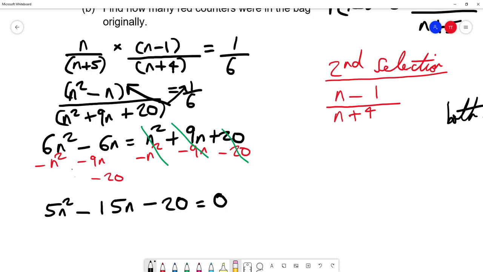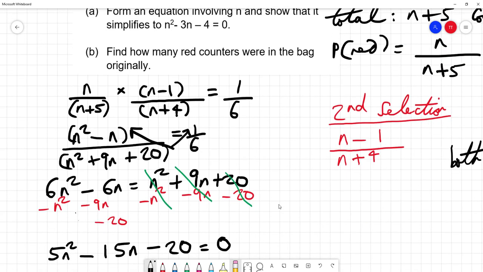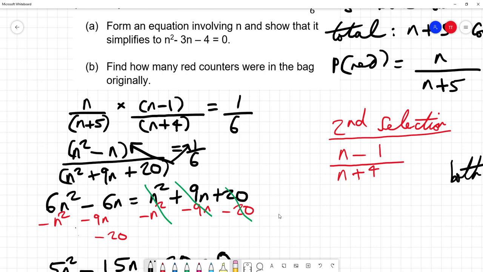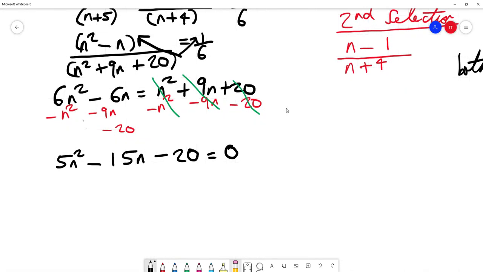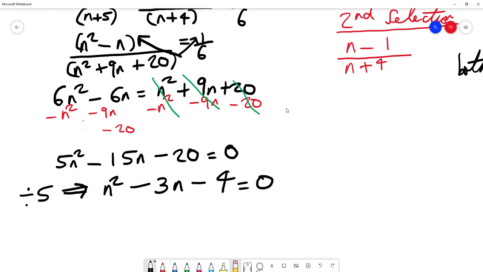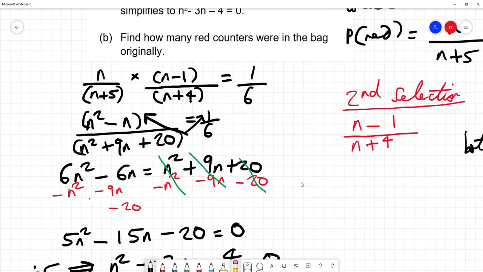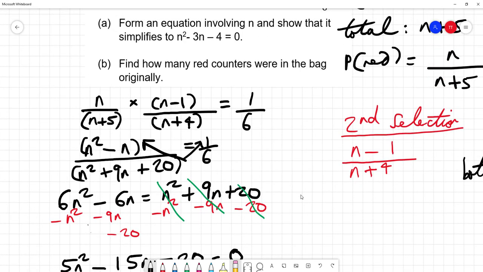Now notice that what we're trying to derive is n squared minus 3n minus 4 equals 0. And the way I can do that is to divide everything by 5. So I'm going to divide by 5. This symbol means this implies. So we do 5n squared divided by 5 is n squared. Minus 15n divided by 5 is 3n. So we get minus 3n. And minus 20 divided by 5 is minus 4 equals 0. And that should be exactly what they have here. And it is. So we formed the equation.